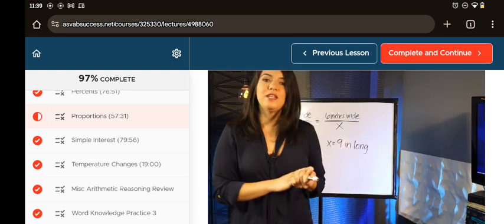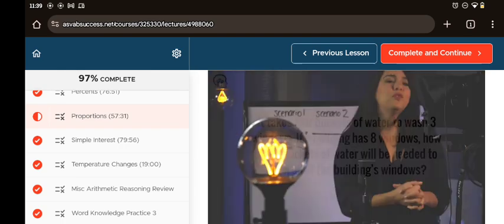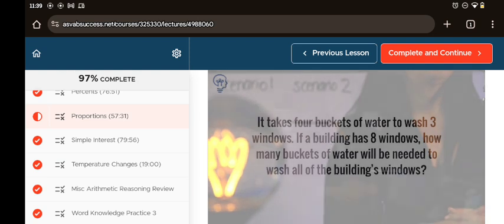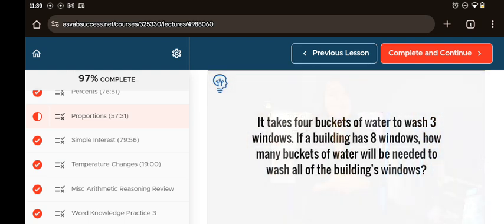All right, I hope that makes sense. If you didn't get it, go over it again and make sure you understand. If you do, then let's move on to the next question. The question says, it takes 4 buckets of water to wash 3 windows. If a building has 8 windows, how many buckets of water will be needed to wash all of the building's windows? All right, go ahead and give the question a try, and then I'll work it out with you.